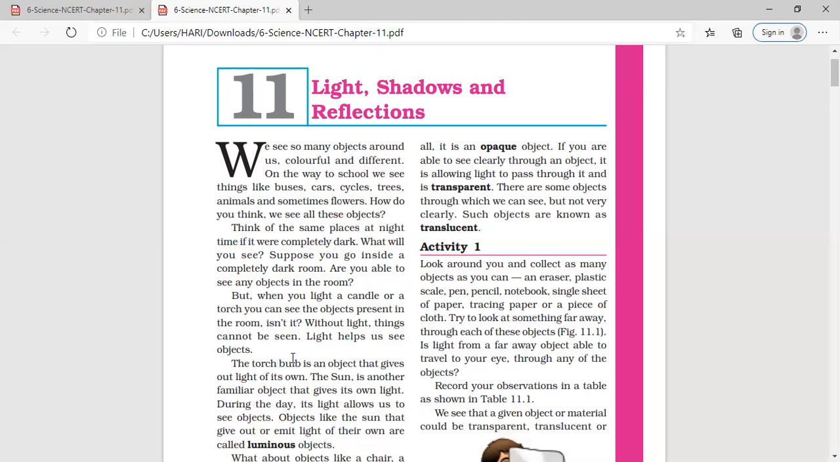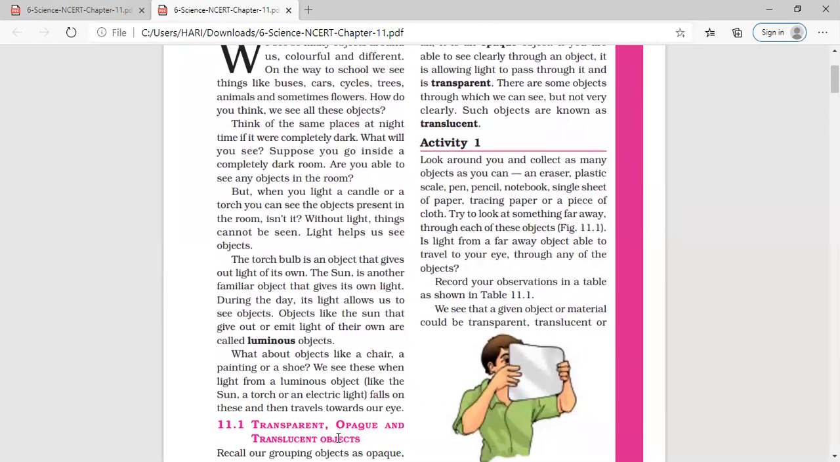The torch bulb is an object that gives out light of its own. The sun is another familiar object that gives its own light. During the day, its light allows us to see objects. Objects like the sun that give out or emit light of their own are called luminous objects. The torch or the electric bulb or the lighted candle, these are all sources that produce light.